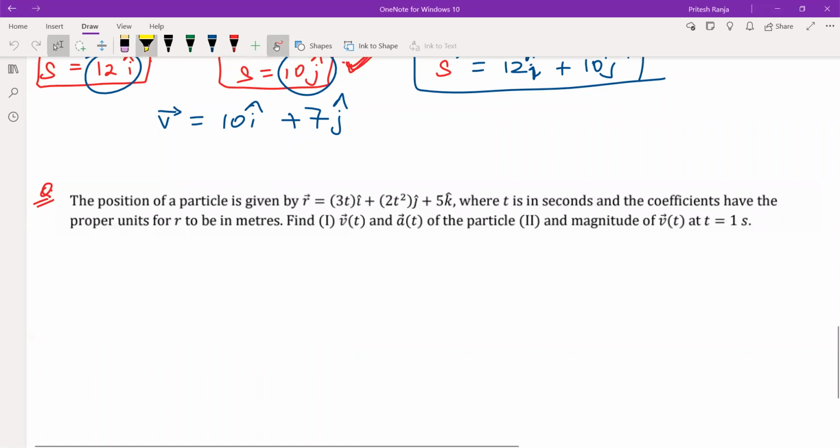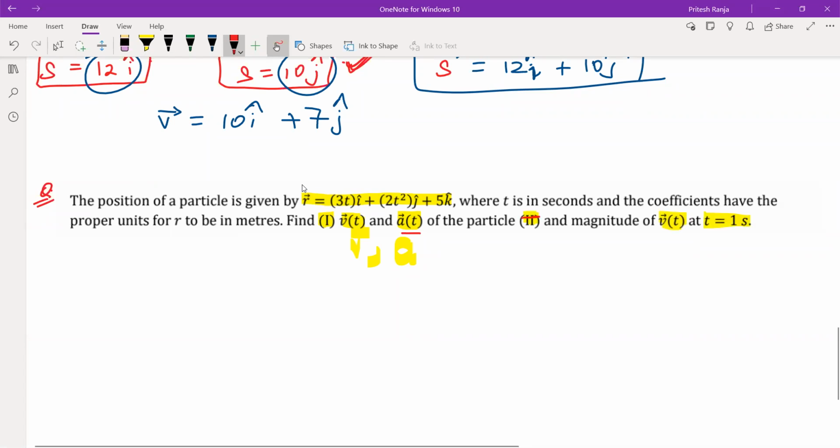Let us see what all things are given. Position of a particle is given by this, where t is in seconds and the coefficients have proper units. Proper मतलब SI units है, for r to be in meters. Find, this is first question, find velocity as a function of t and acceleration as a function of t. This just means that you have to find velocity vector and acceleration vector of the particle. And number two, we have to find out the magnitude of velocity vector at t equal to 1 second.